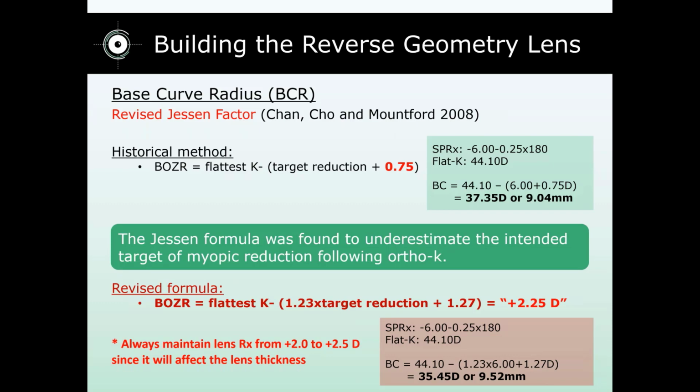But in my experience, for young kids, as long as they have good accommodation, they can stand higher plus power. Mine usually ranges from +2 to +2.50, so my design is a little bit more aggressive. Another thing is to always maintain the lens RX from +2 to +2.50. You don't want more than that, say +3, +4, since the lens will go too thick and it will affect the lens thickness.